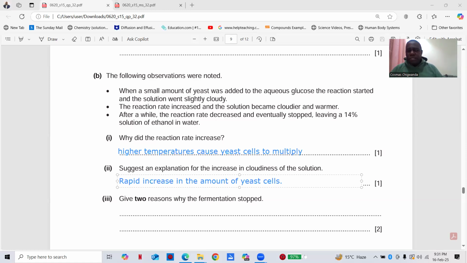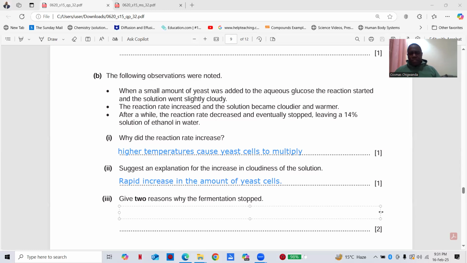There's an exponential increase when temperature increases, and this is what is going to bring about the cloudiness. But you're going to notice that the reaction is not going to increase. The reaction is going to eventually come to a stop. In other words, we have two reasons why the fermentation process is coming to a stop here.